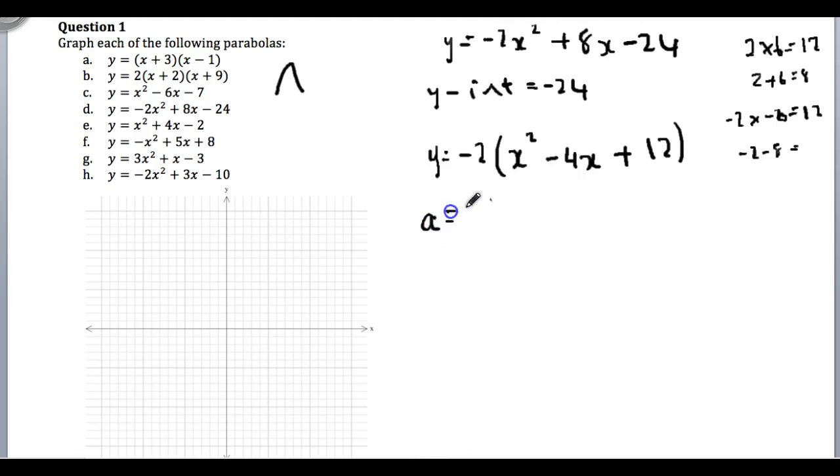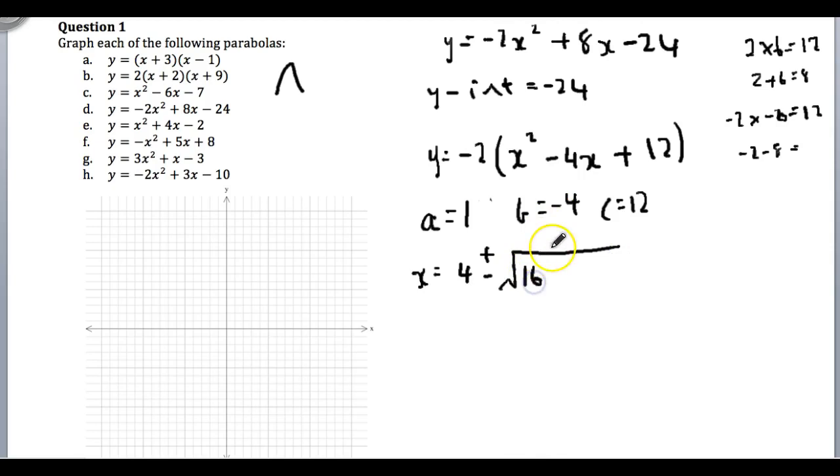When you take out the common factor of -2, you're only dealing with what's inside the bracket, so you can just ignore that -2. So your coefficient of x squared is 1. Your coefficient of x is -4. And then your constant is 12. So then we use the quadratic formula. I don't have space here to write it, so I'm just going to substitute the values in. The first one, -b, so that would give you a +4, plus or minus the square root of b squared, which is 16, minus 4 times a times c, over 2a, which is just going to be 2.